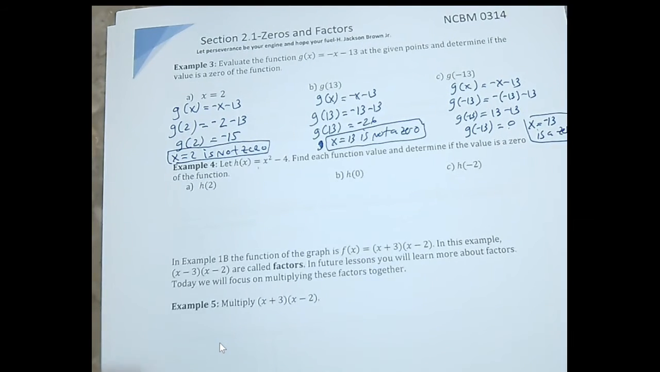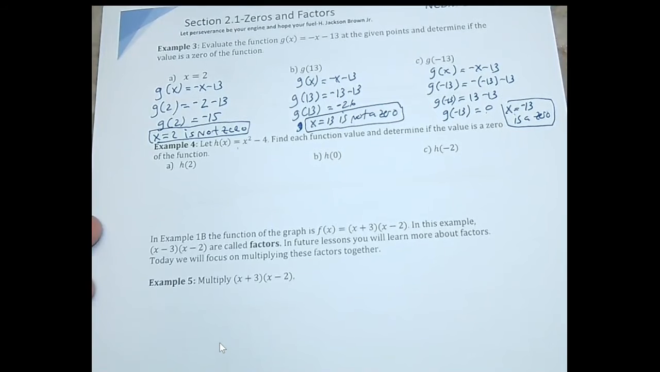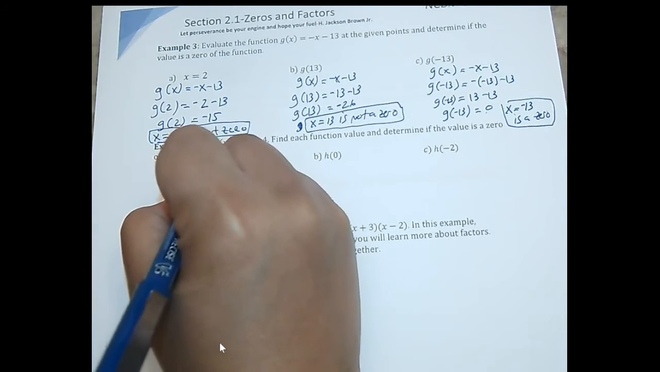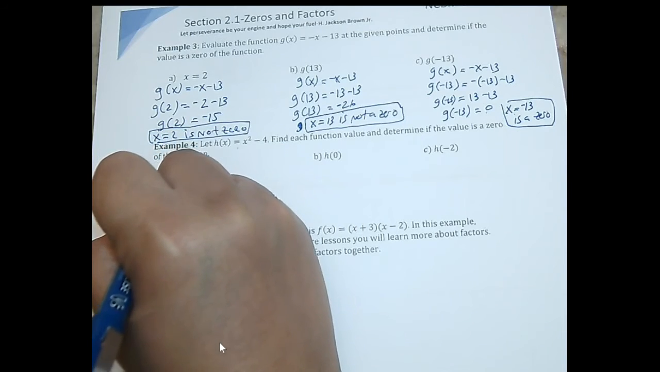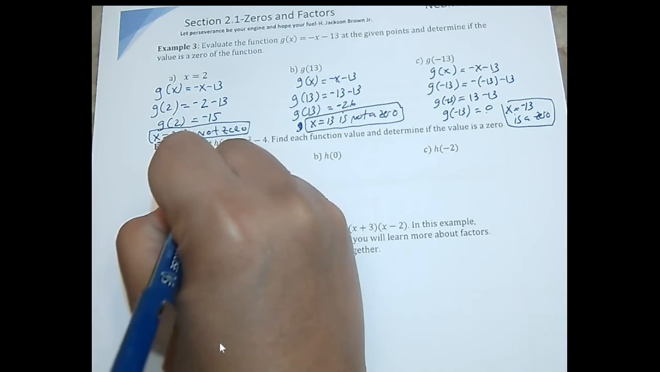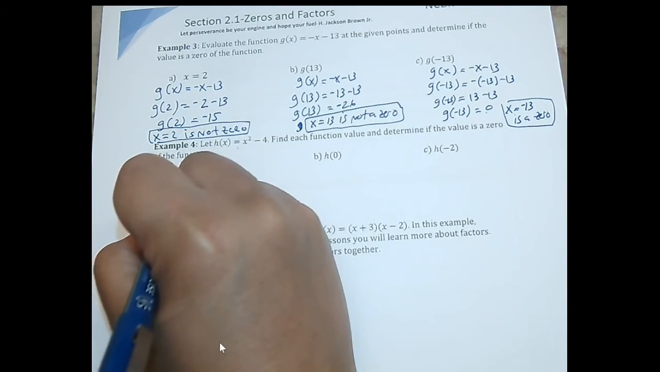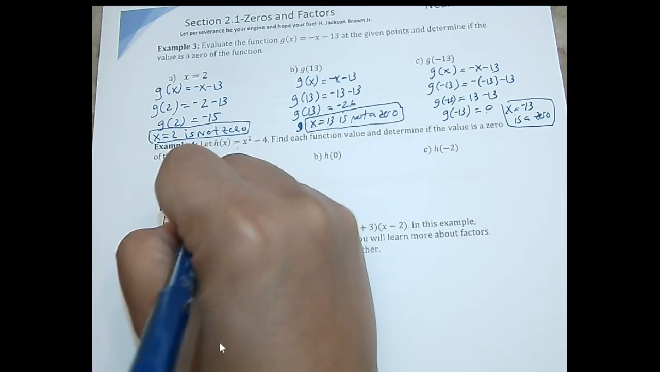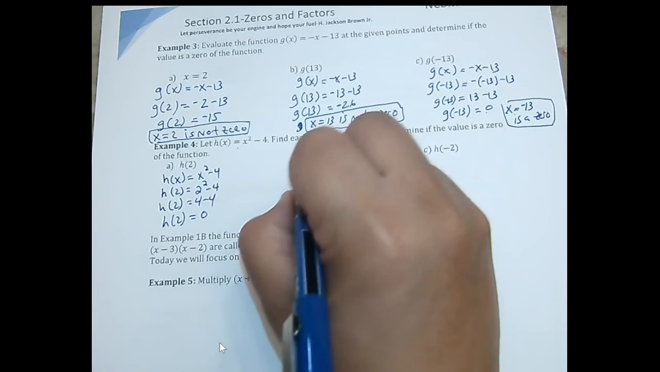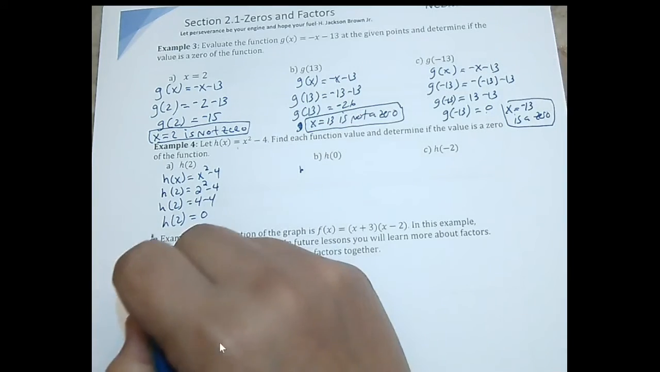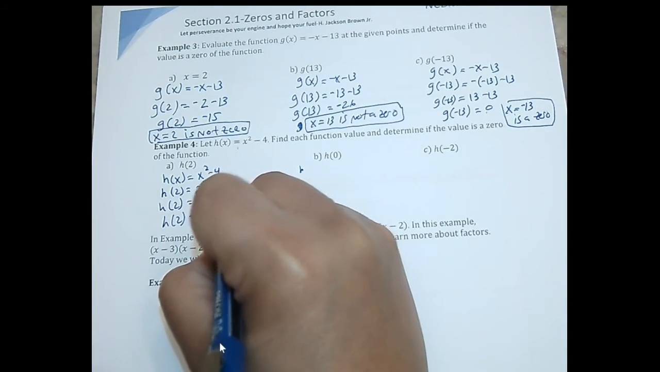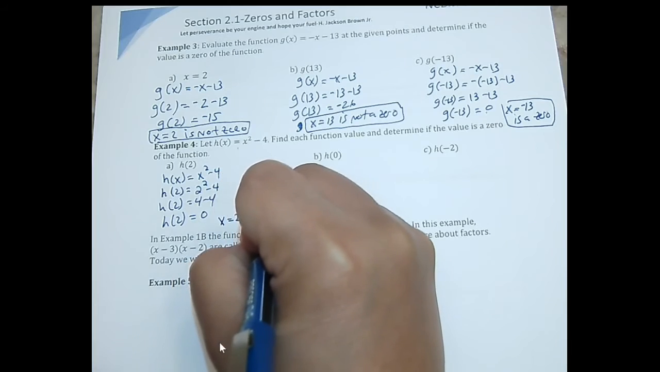Example 4, we want to do the same thing. Let h of x equals x squared minus 4. So here we're going to rewrite the problem. If I enter 2 for x, I get 2 squared minus 4. 2 squared is 4, minus 4. So that's going to give me 0. So h of 2 is equal to 0. That tells me that x equals 2 is a zero.